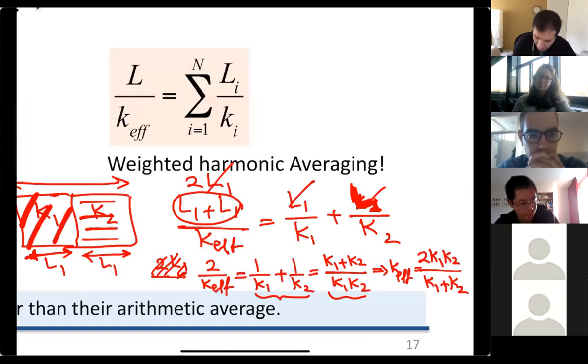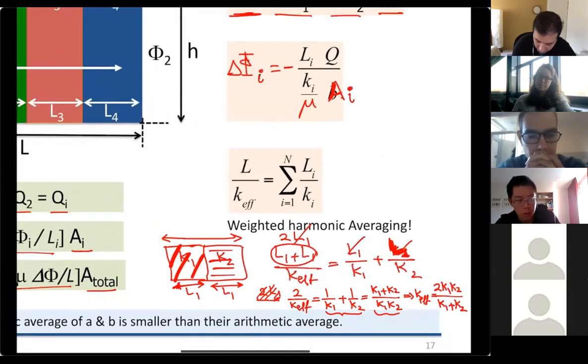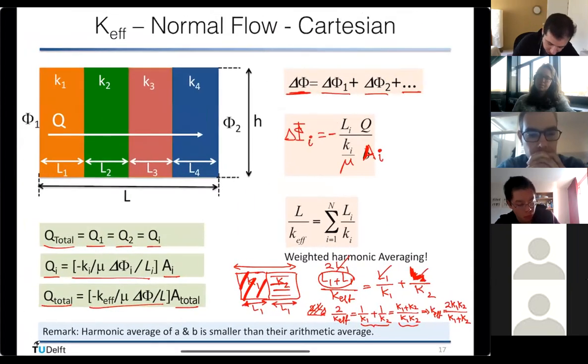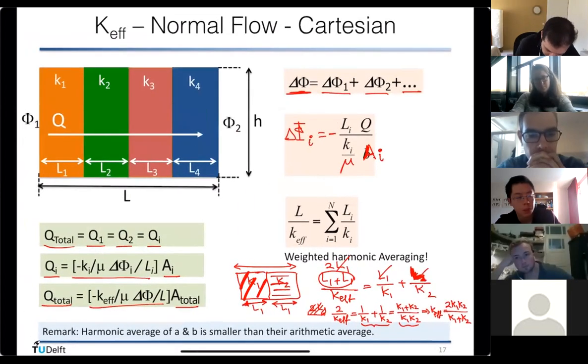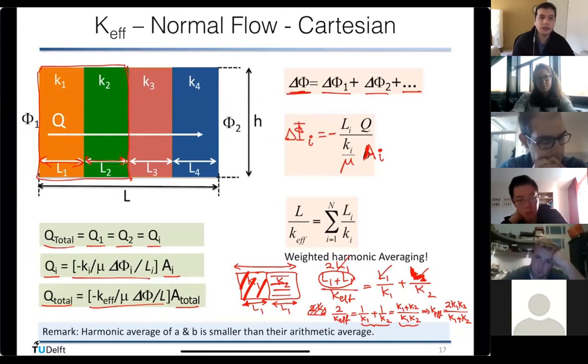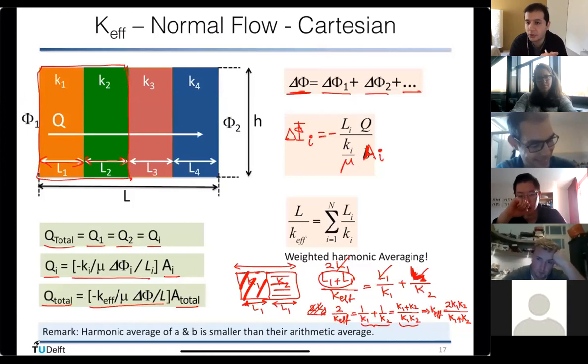That's exactly the specific case of harmonic average when your layers have the same size. Imagine L1 and L2 are the same, and you want to just find the effective property for only part of this sample with two layers there. And that's precisely the harmonic average, what you did in reservoir simulation.